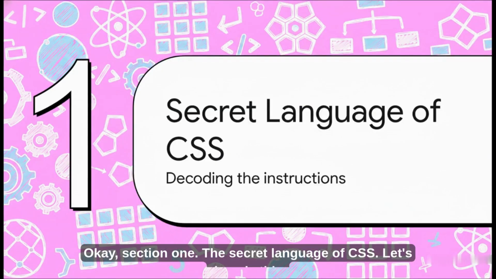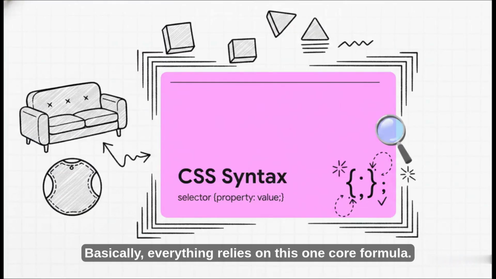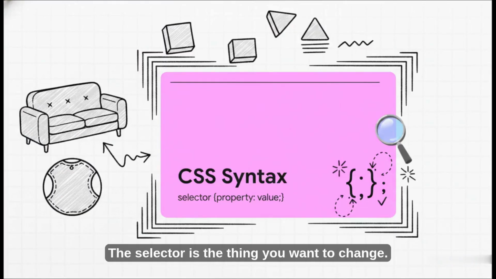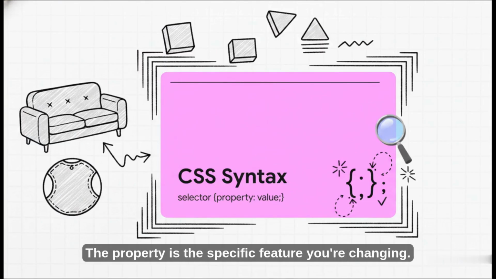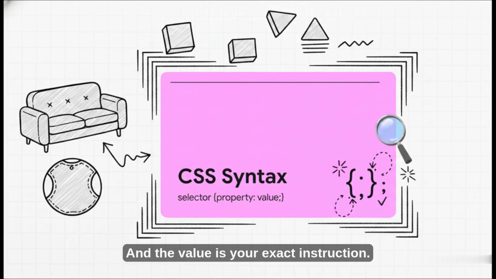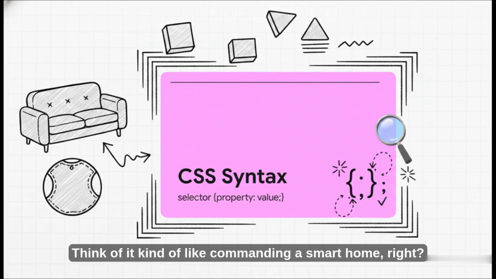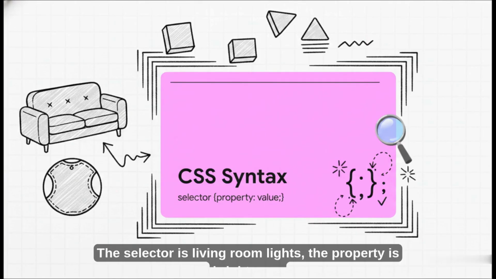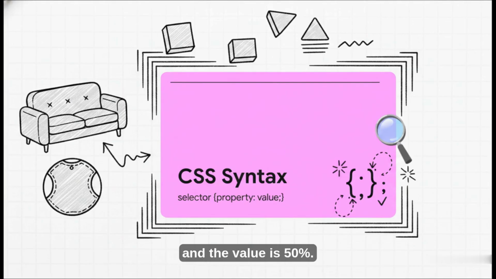Okay, Section 1, the secret language of CSS. Let's decode this. Basically, everything relies on this one core formula. The selector is the thing you want to change. The property is the specific feature you're changing, and the value is your exact instruction. Think of it kind of like commanding a smart home, right? The selector is living room lights, the property is brightness, and the value is 50%.